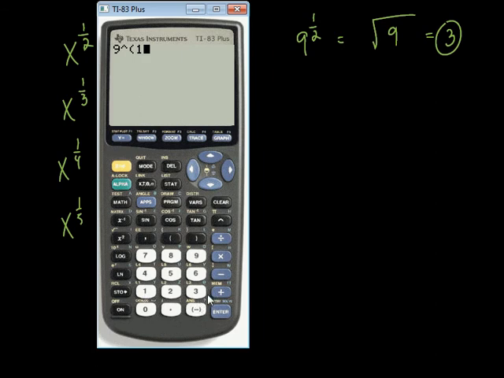You could have put 0.5, but I'm just going to put it like this, okay? So 9 to the 1/2. Let's hope it works. Boom, there it is. Look at that. It's 3. You believe me? All right.